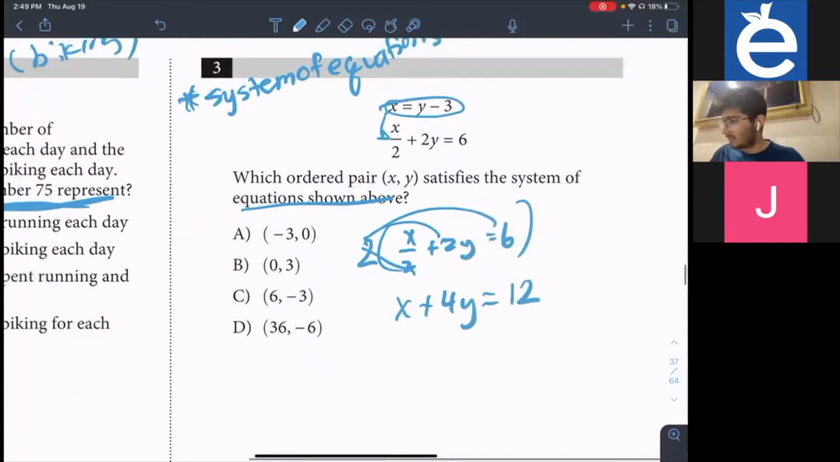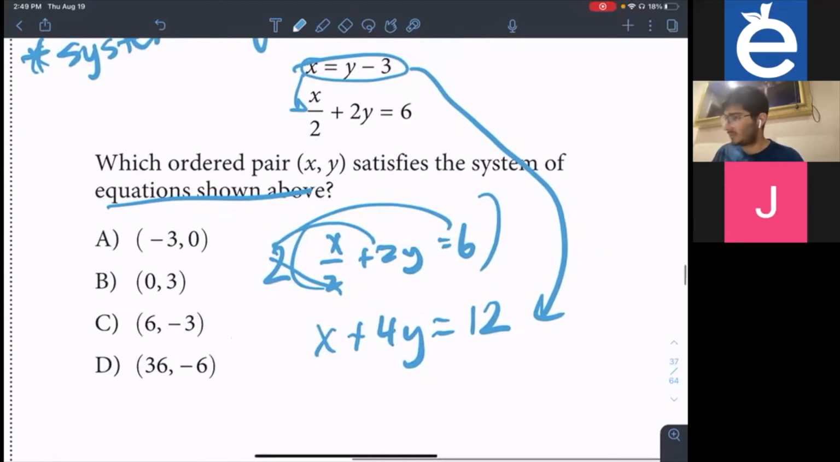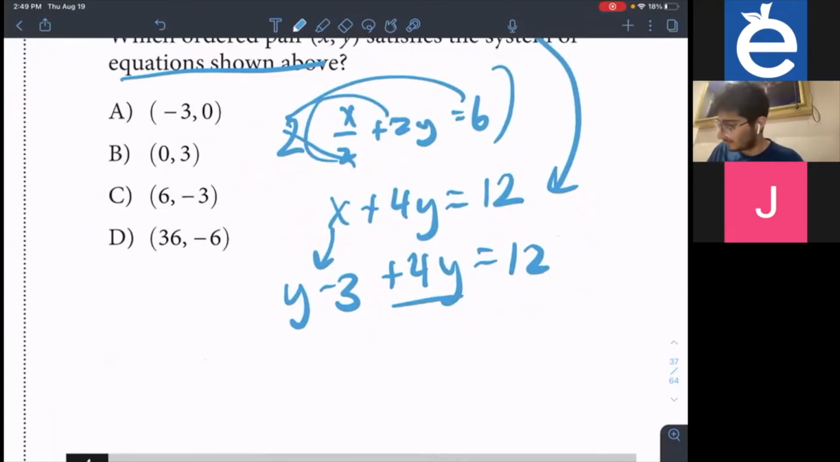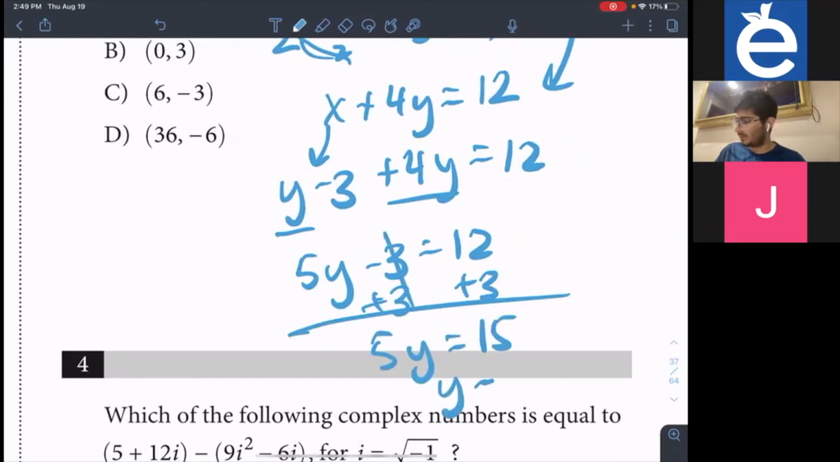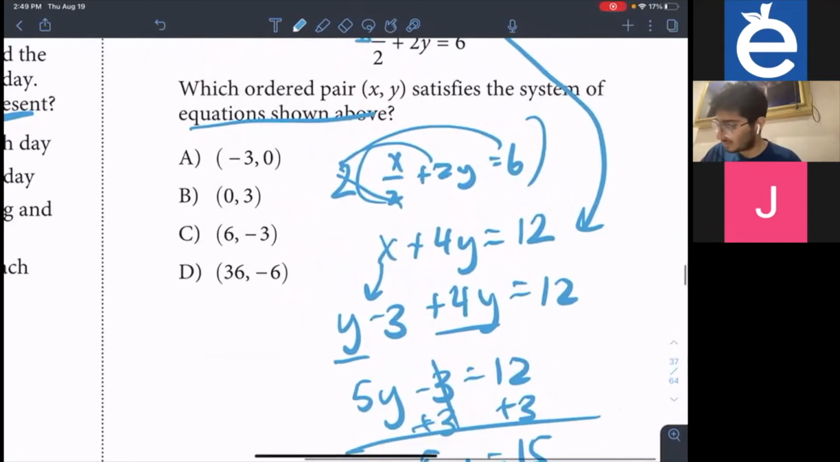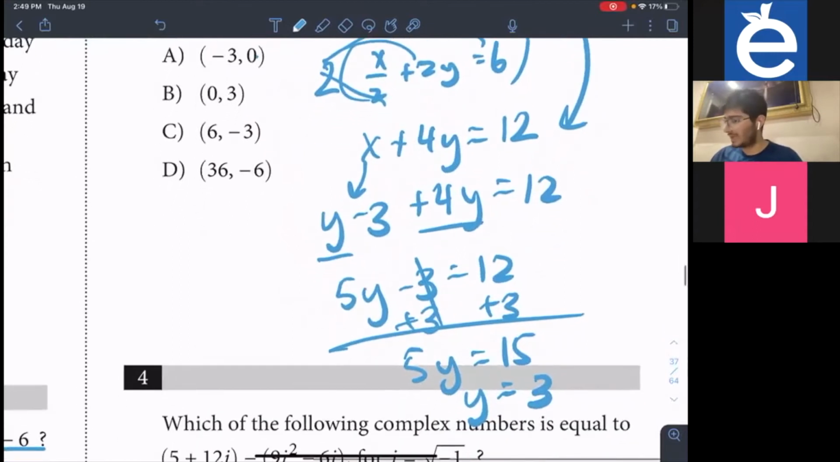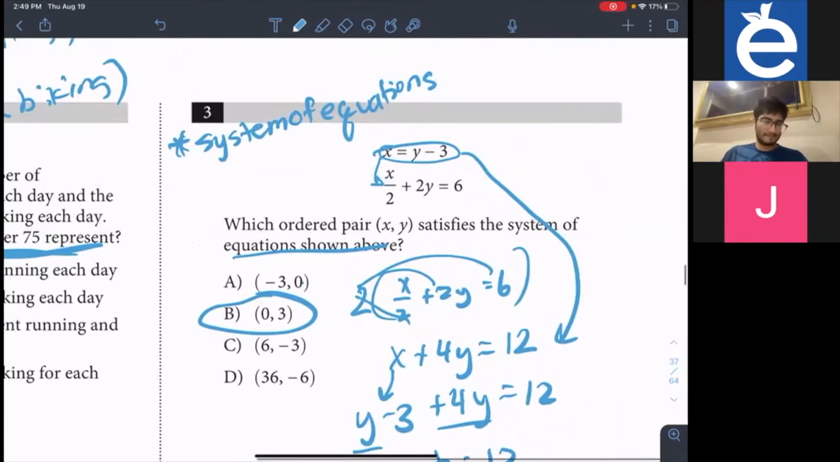Now we can use the first equation and plug it into the second equation. We know x is equal to y minus 3. We can plug in y minus 3 for x in x plus 4y is equal to 12. We combine the like terms, we get 5y minus 3 is equal to 12. Just add 3 to both sides to get 5y is equal to 15, and then we know y is equal to 3. Since there is only one value for y, we know 3 has to be the answer. So it's choice B.